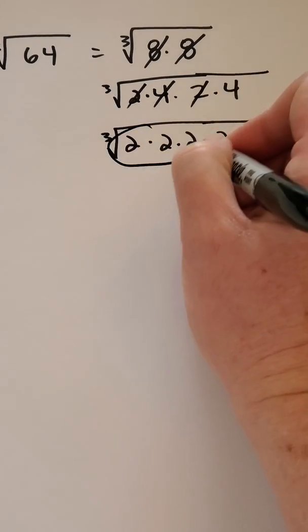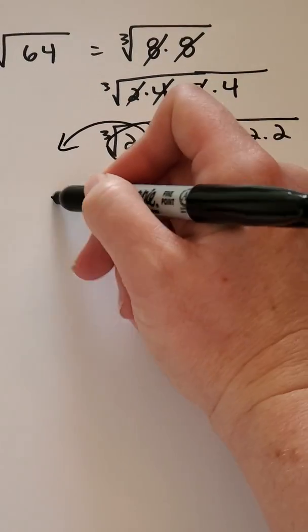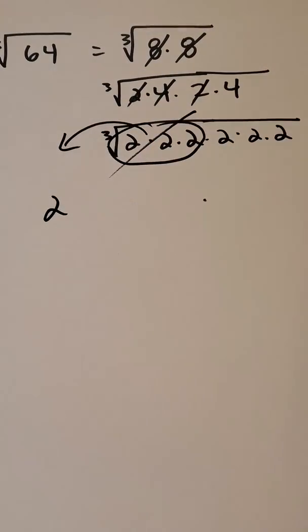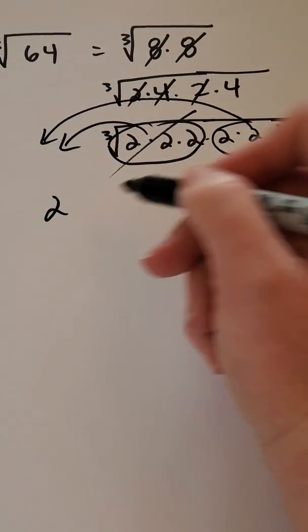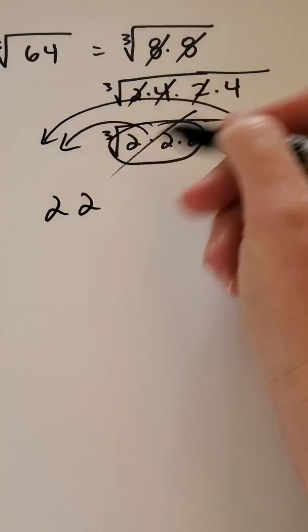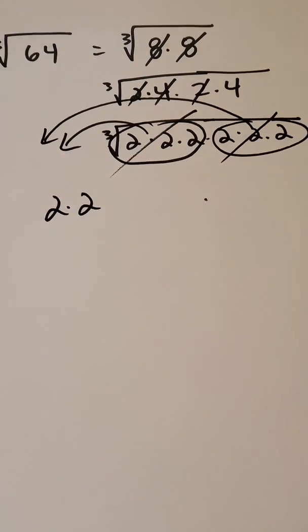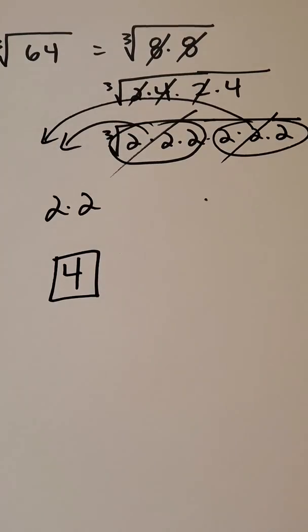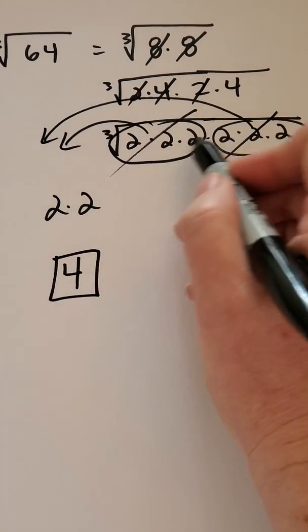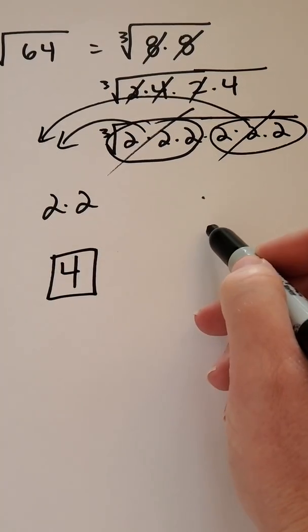So here's a triple. Here's 3 of a kind. Take that number out. Cross it out. And here's a 3 of a kind also. So you're going to have to take that number out also. Now, when you take 2 numbers out, you have to multiply the results together. 2 times 2 is 4, and that would be the final answer. And notice there's nothing left over on the inside, so there's no more cubed root.